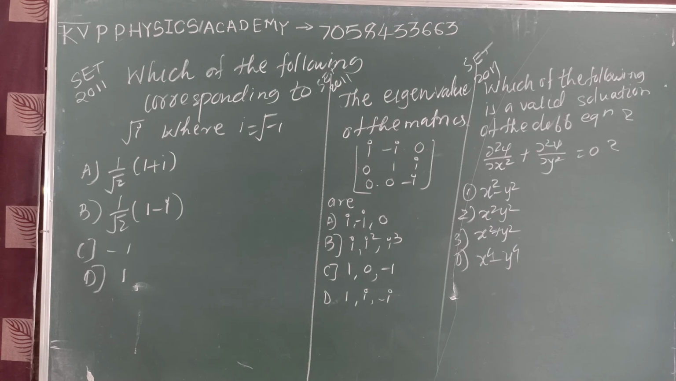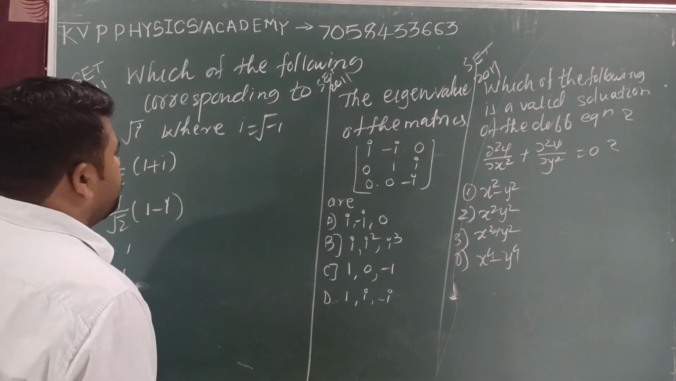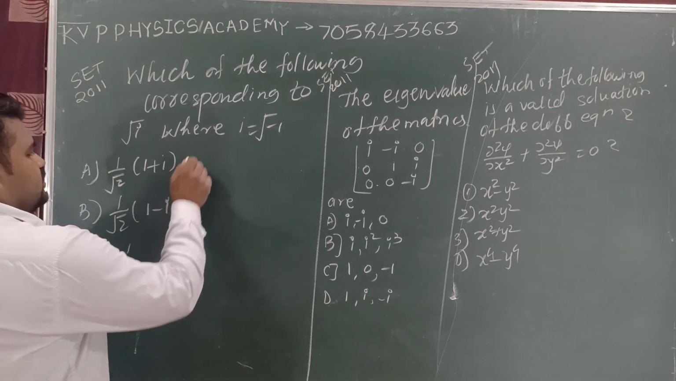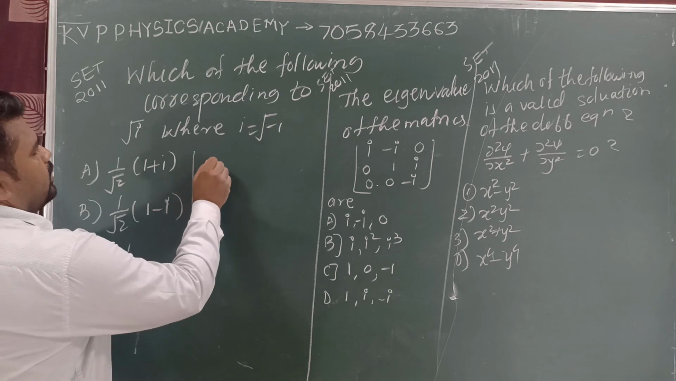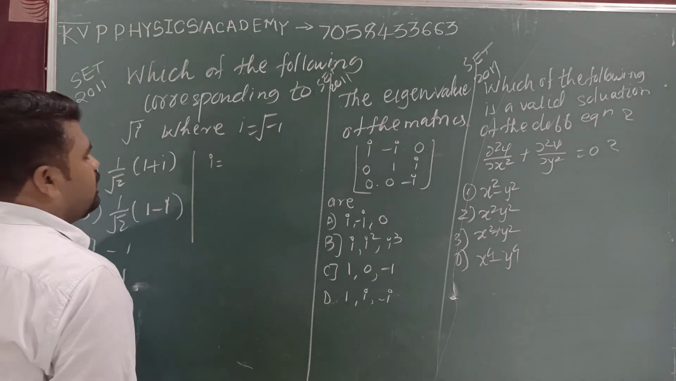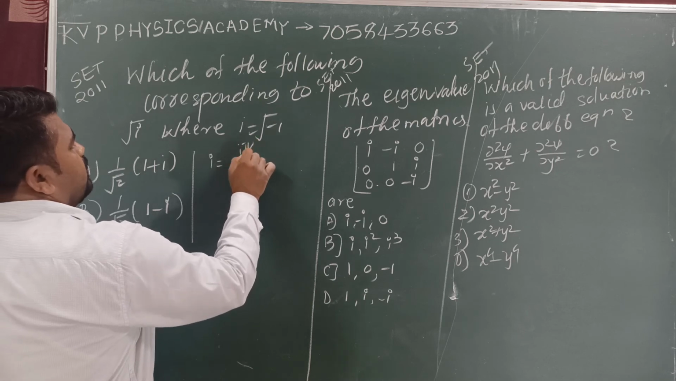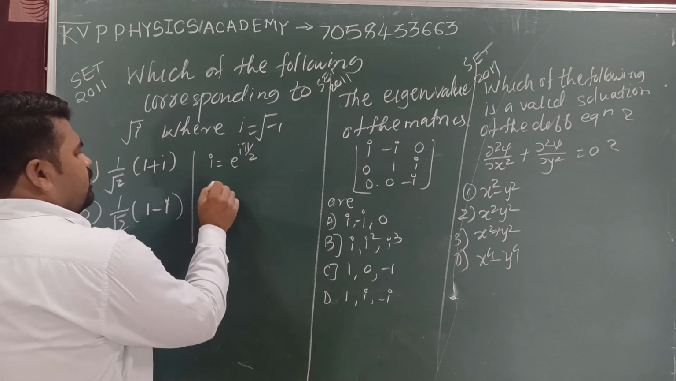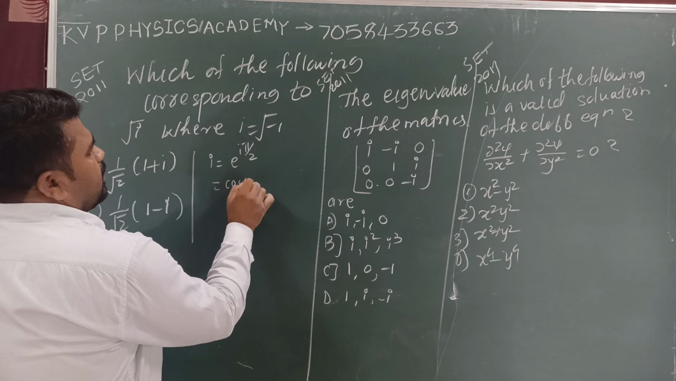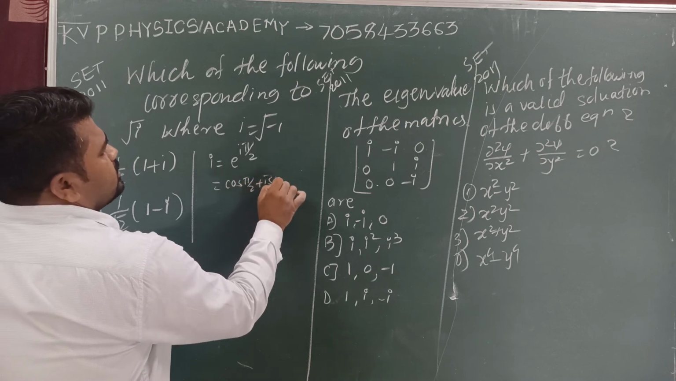Next question. Which of the following corresponds to root i, where i is equal to minus 1? See here. We know that i, how to write down i? i can be written as e to the power i pi by 2. Okay. Yes or no? E to the power i pi by 2 is nothing but cos pi by 2 plus i sin pi by 2.